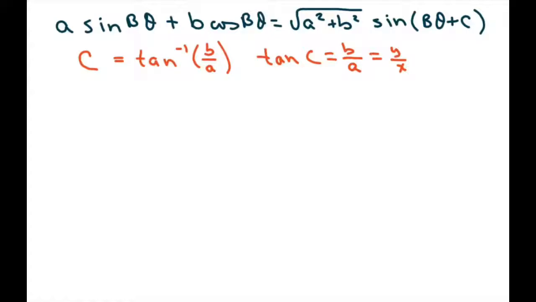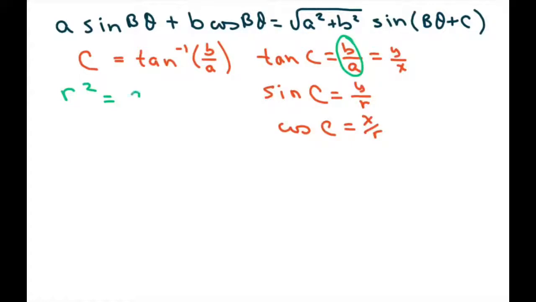So to get our radius, we know that sine is usually your Y over R, and cosine of your angle is X over R. So what we need to know is R. And we know that R squared equals, in this case, A squared plus B squared. Therefore, R equals the square root of A squared plus B squared.